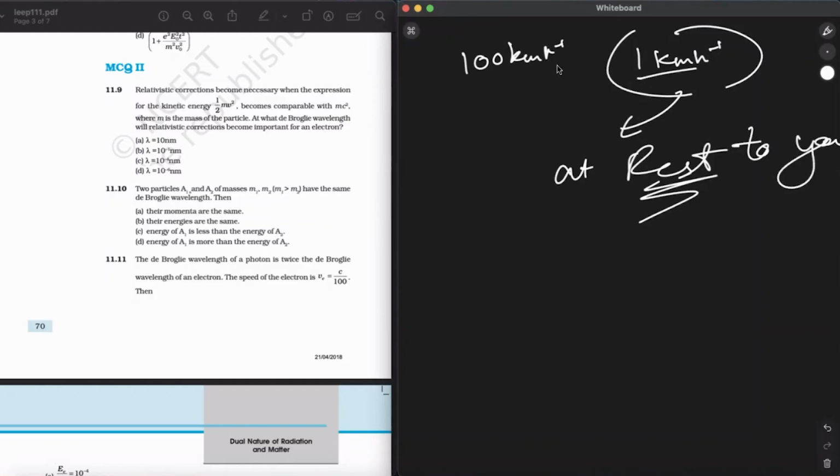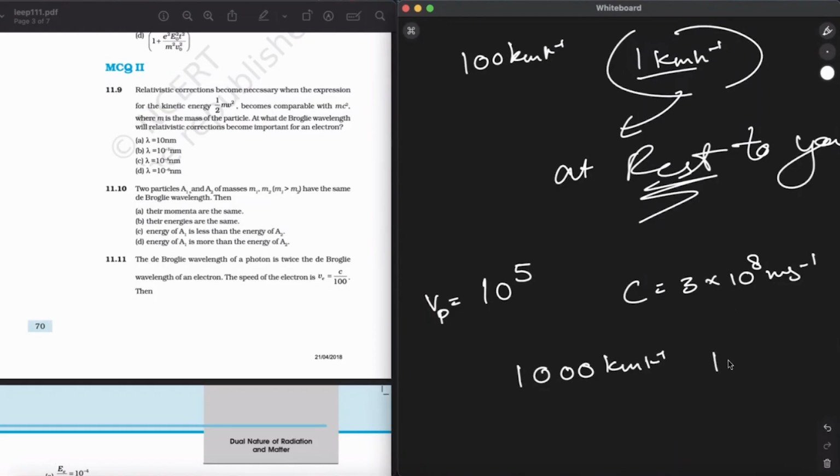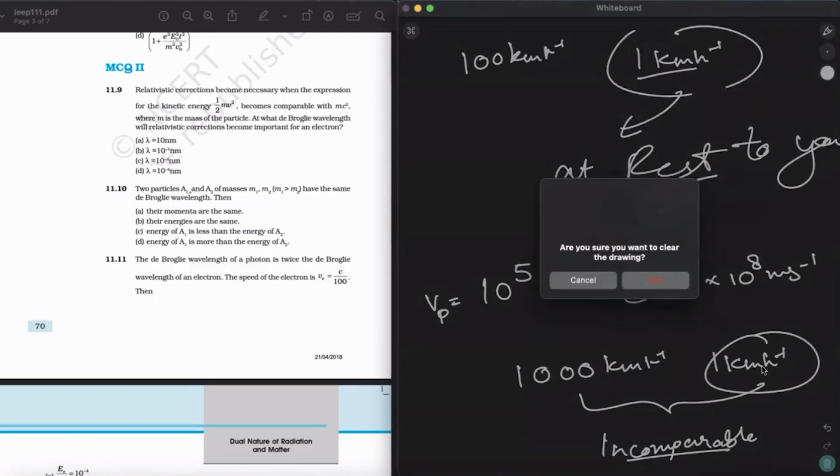Because this is incomparable. Now, what was happening over here was that 10 raised to the power 5 was the velocity of the phase, and for the relativistic correction, it should be 3 into 10 raised to the power of 8 meters per second. It is just like you are moving with a velocity of 1000 km per hour, and some insect is moving with a velocity of 1 kilometer per hour. Okay, so this is incomparable. It is like the other thing is just at rest.